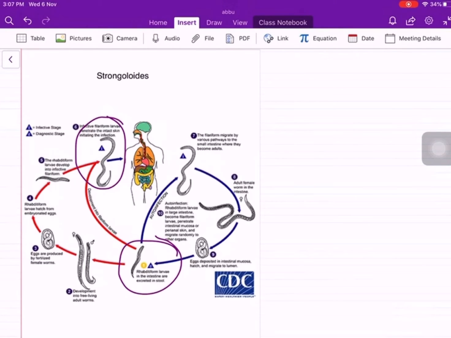Next, moving on to Strongyloides stercoralis. Here the infective form is the filariform larvae, and the diagnostic form here is not eggs. The diagnostic form is rhabditiform larva in the intestine, which are excreted in the stools. The mode of infection here is penetration of the intact skin. What you have to know about Strongyloides is it causes something called larva currens. Larva currens is similar to creeping eruption, but here there is fast movement of the larvae on the skin.